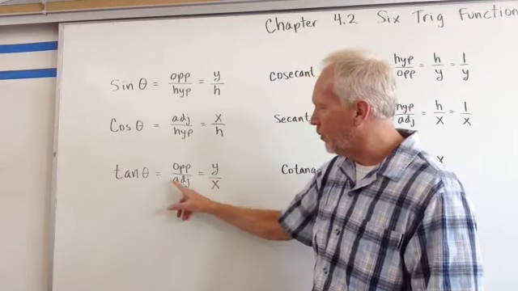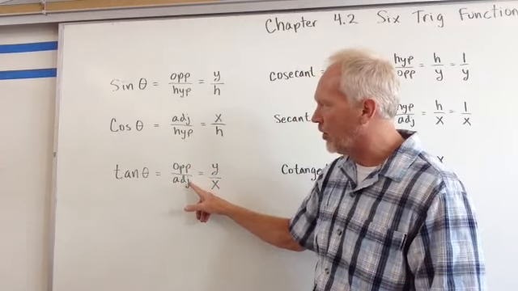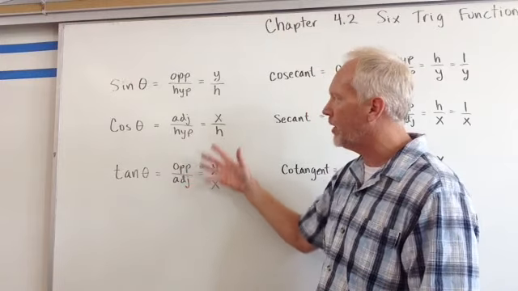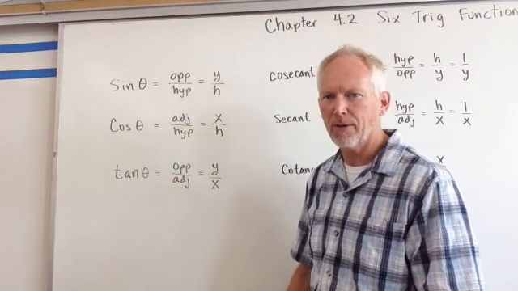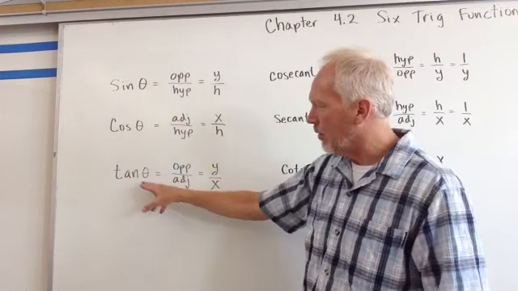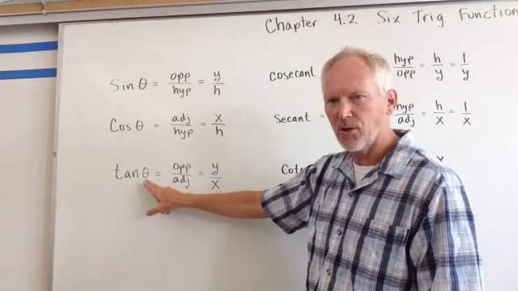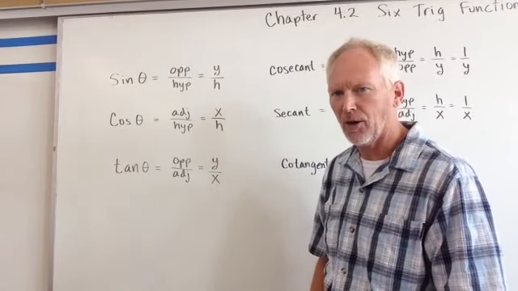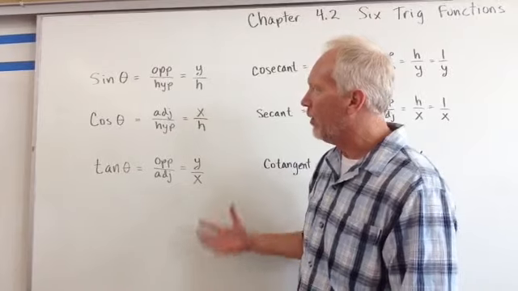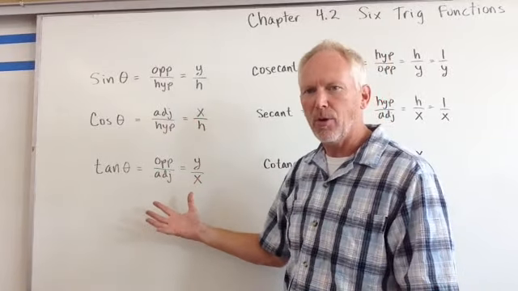Tangent of theta is equal to the opposite over adjacent. Now, you might be familiar with these as SOHCAHTOA, right? Seen that before. So, here we go with tangent of theta was the y over x component there. All right. Now, those are the main 3 that we have.